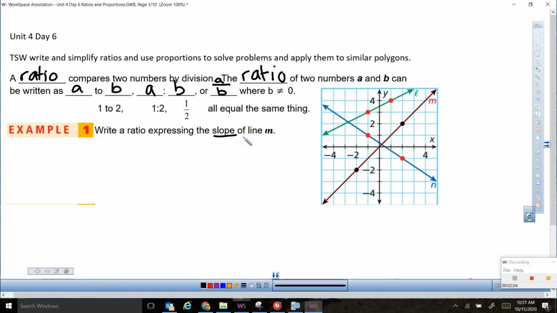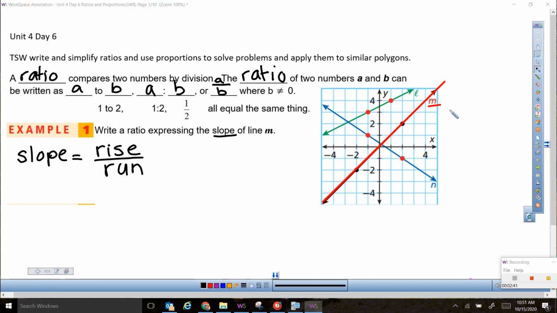So we're looking for slope. So when we talk about slope, we call it rise over run. And when you write it as a fraction, that is called a ratio. So slope is just a ratio. Rise over run. So line M, I need to first make sure I'm looking at the correct line. So let me highlight this one in red. So here is line M, and I know it's line M because it has this little M right here. So we're looking at line M, and we're looking for the slope of that line.